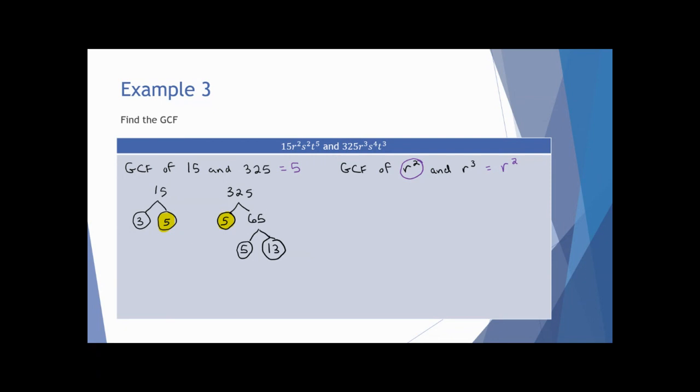Now I'm going to move on to the next letter that I have, which is S. In my first term, I have an S squared. In the second term, I have S to the 4th. So you want the smallest exponent. 2 is smaller than 4. So that means S squared is my GCF for that portion.